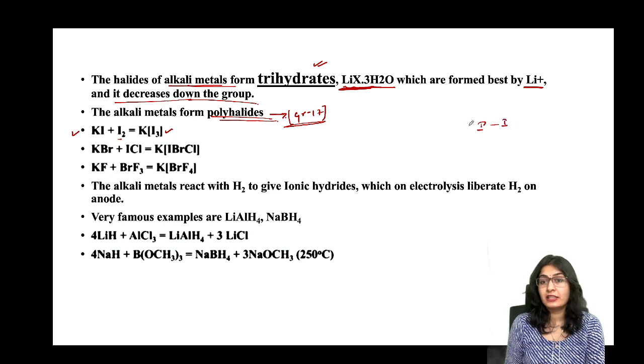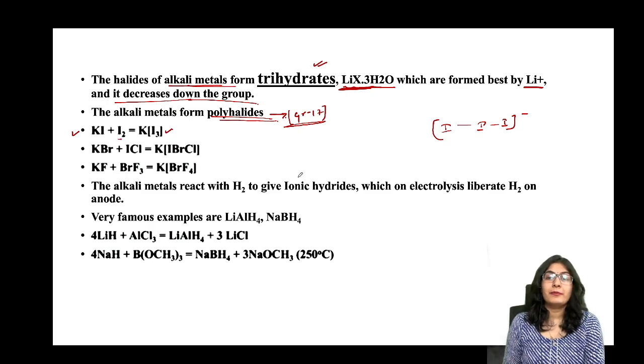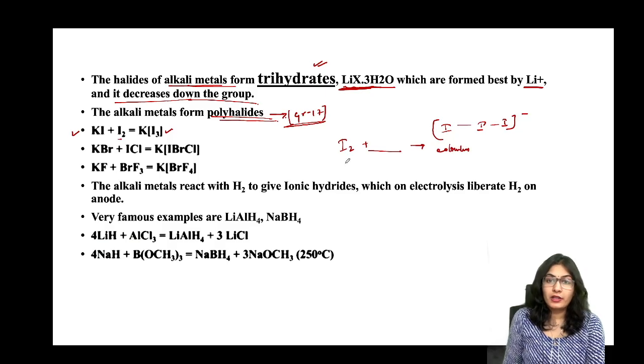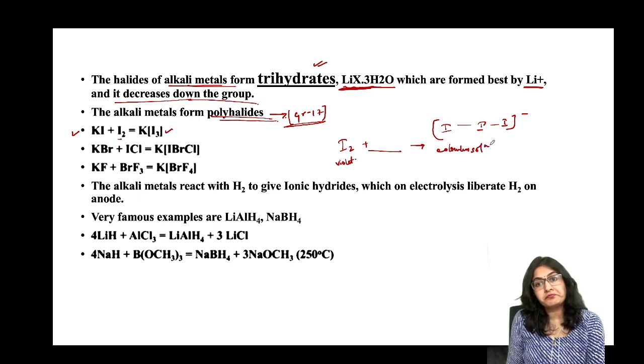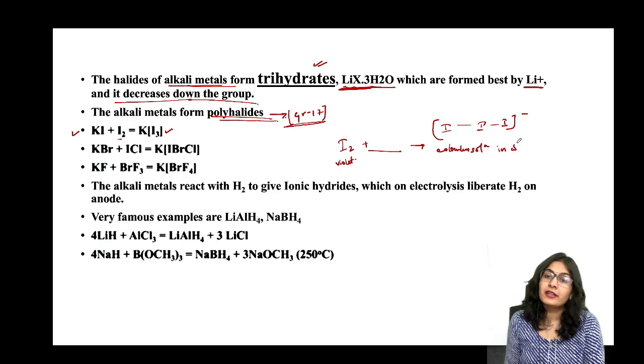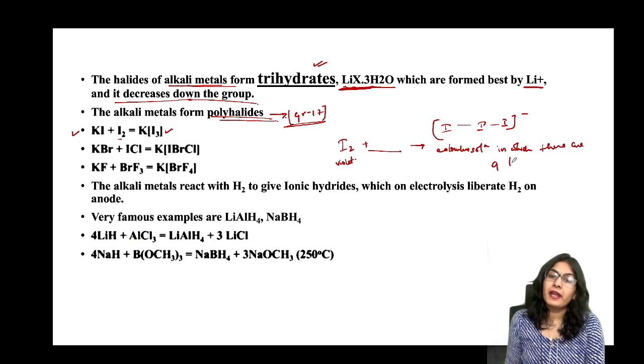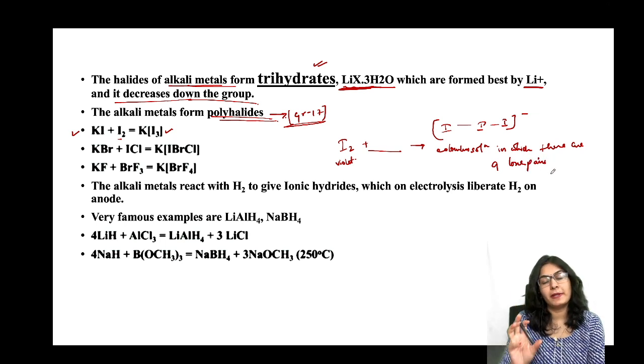You have been asked this a lot in your CSIR NET exam. Let's say I combine this question and I'm asking you that when iodine reacts with this dash salt, it forms a colorless solution, because you know iodine is violet. It forms a colorless solution in which there are 9 lone pairs. So in that final complex that you're having, there are 9 lone pairs. Would you be able to find out?